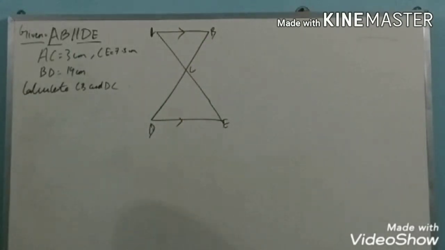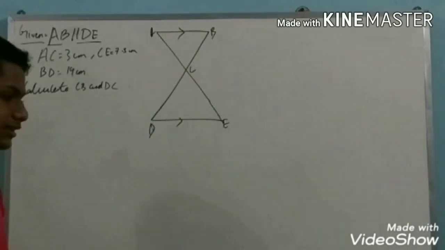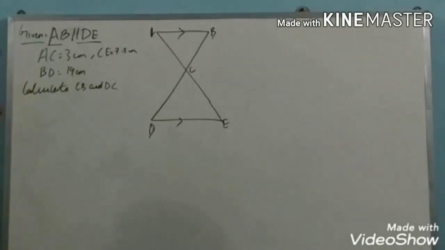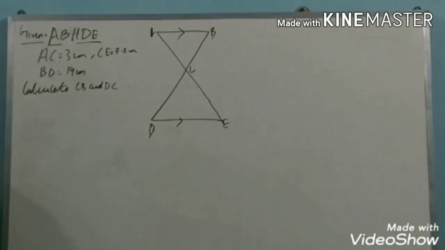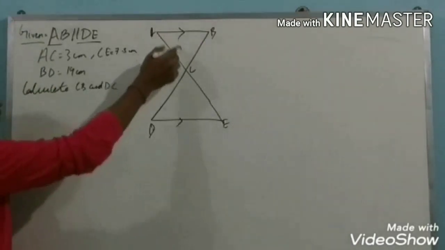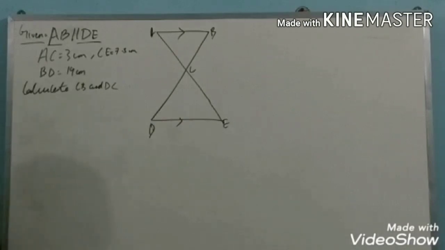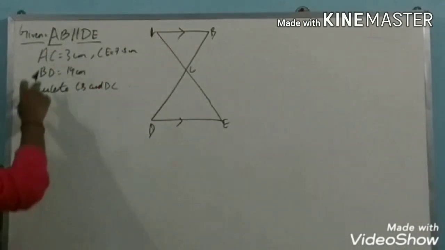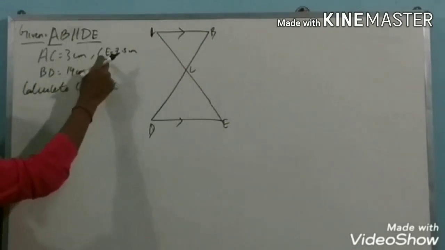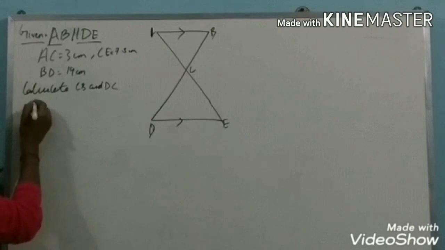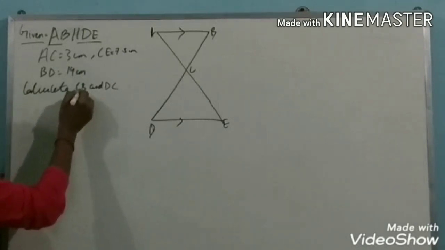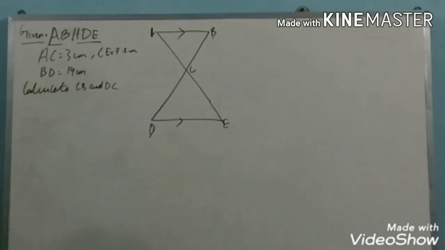Now, as we are studying 10th class, we should know the definition of parallel lines, so I am not going to explain it. These two lines are parallel. Here it is given that AC equals 3 cm, CE equals 7.5 cm, BD equals 14 cm, and we are asked to calculate CB and DC.